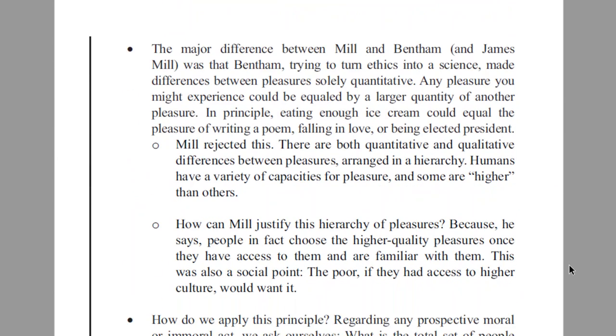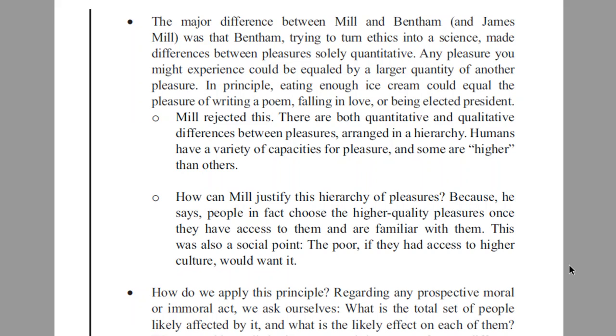The major difference between Mill and Bentham and James Mill was that Bentham, trying to turn ethics into a science, made differences between pleasures solely quantitative. Any pleasure you might experience could be equaled by a larger quantity of another pleasure. In principle, eating enough ice cream could equal the pleasure of writing a poem, falling in love, or being elected president. Mill rejected this. There are both quantitative and qualitative differences between pleasures, arranged in a hierarchy.